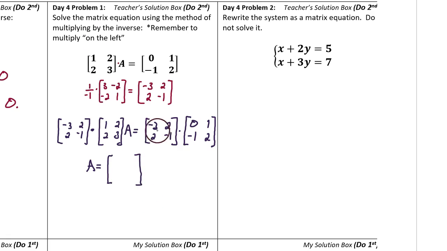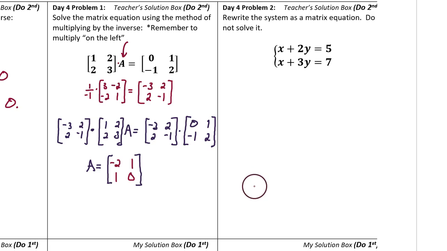Let's figure out the entries. -3 times 0 is 0, plus 2 times -1, that makes -2. -3 times 1 is -3, plus 2 times 2 is 4, and that makes 1. 2 times 0 is 0, plus -1 times -1 makes 1. 2 times 1 is 2, plus -1 times 2, which is -2. This is 0. We have solved for our unknown matrix A by multiplying both sides of the original equation by the inverse of this coefficient matrix.